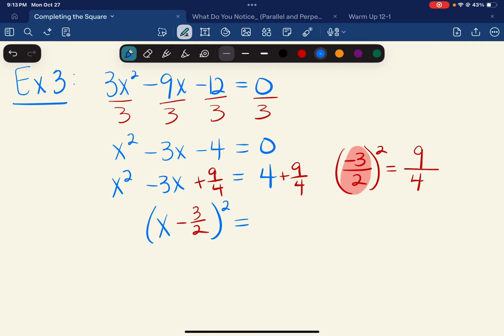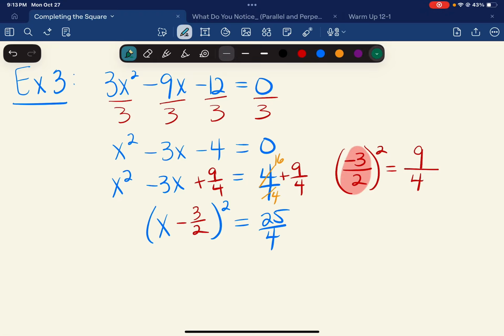All right, so we have 4 plus 9/4. I need a common denominator. So I'll put this as 4 over 1. If I multiply the denominator by 4, I end up with a 4, which means I need to multiply my numerator by 4 also and get 16. So 16 fourths plus 9 fourths gives me 25 fourths.